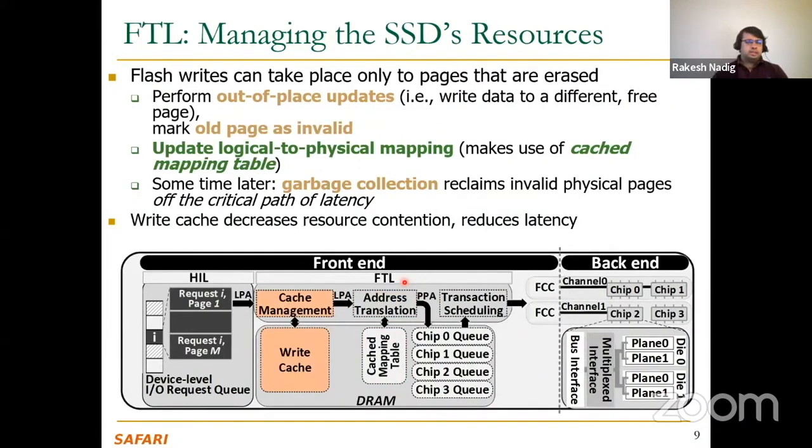And you can see here there's also a cache management component, which is basically related to the data cache. So the DRAM is also used to store some of the recent entries that are written or read from the flash chips. So this acts like a cache, and this also improves the performance and decreases the resource contention. Basically, the shared resources such as the channels and the chips, and so it reduces the latency.